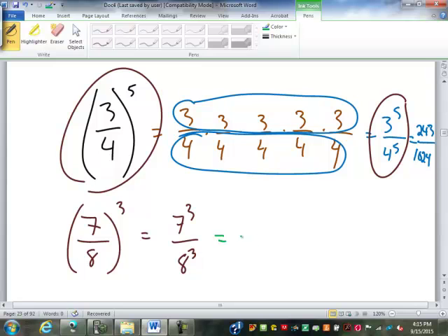So, of course, 7 to the 3rd is, no, 343, I should say. 8 to the 3rd is 512.